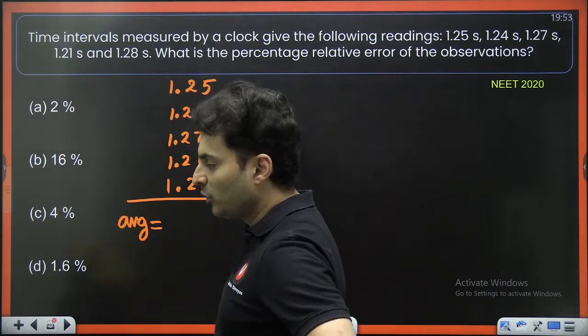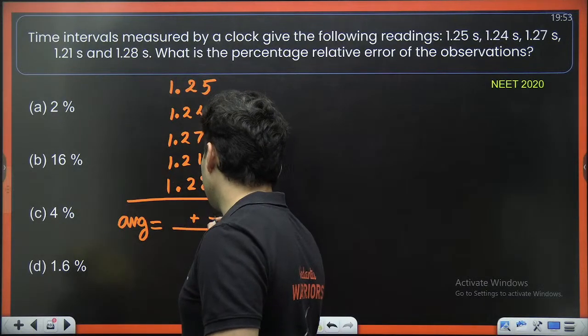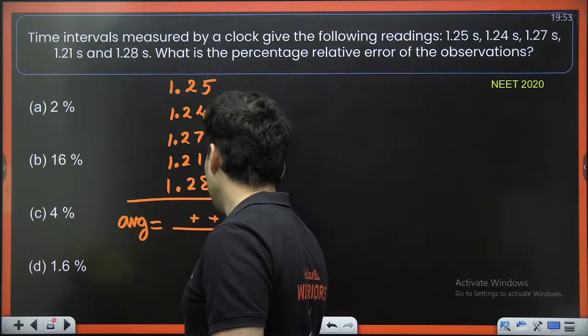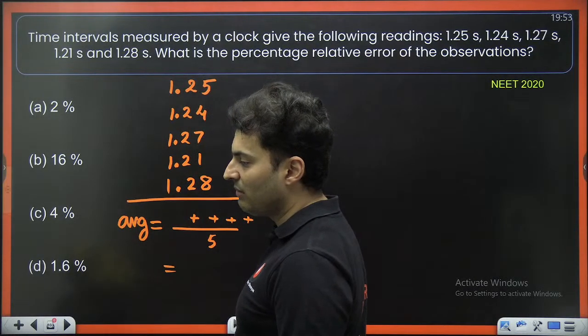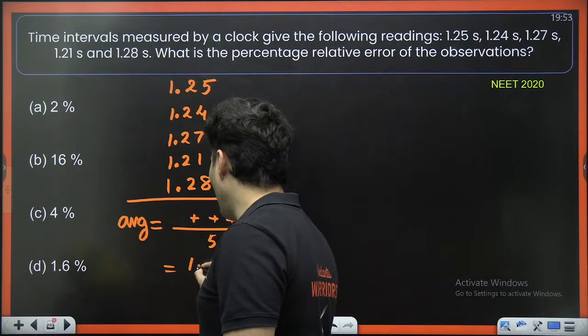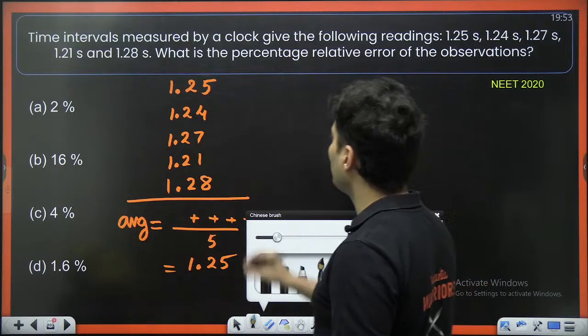Yeah, it is 6.25. Very good. So divided by 5, whatever those numbers are, divided by 5, see if you are getting 6.25 divided by 5 will be 1.25. Very nice. Now what you will do?